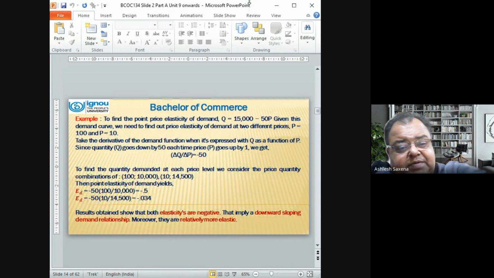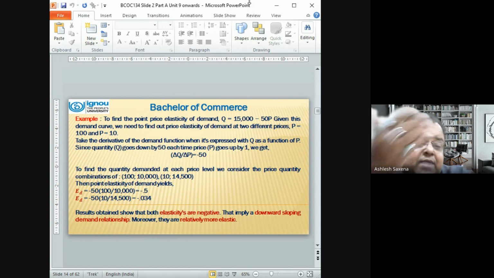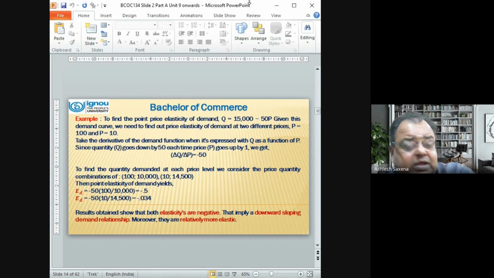Now we will see how whatever we have heard is applied to a particular problem. To find the point price elasticity of demand, Q equal to 15,000 minus 15P. Given this demand curve, we need to find out the price elasticity of demand at two different prices, P equal to 100 and P equal to 10.